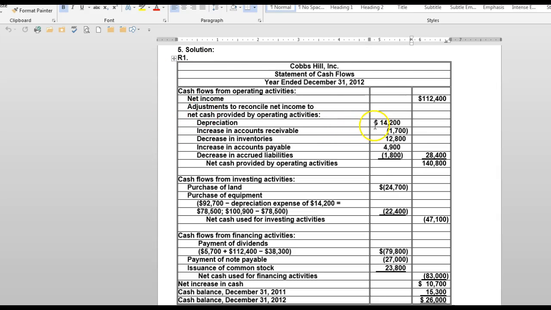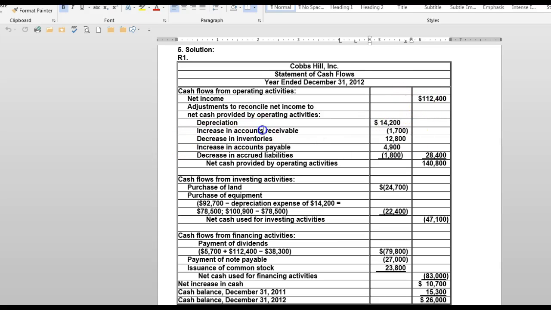We add back depreciation. See, what you're doing in this situation right here is adjusting for non-cash transactions, because we're looking for cash flow. Depreciation is a non-cash expense. It's a paper loss or a paper expense. No cash is used in the transaction. So I have to add that back in.